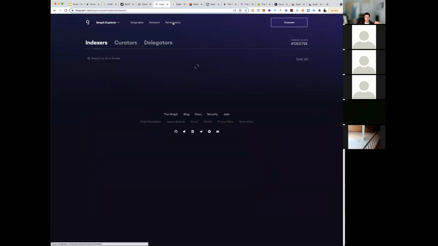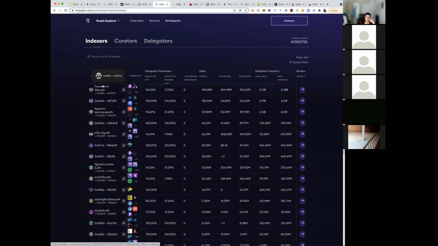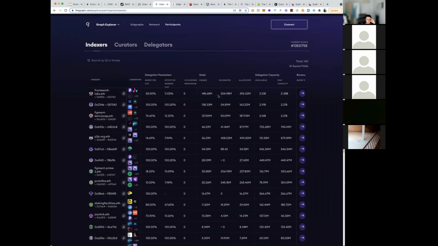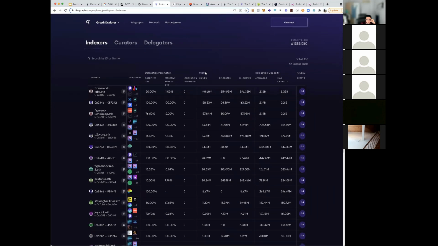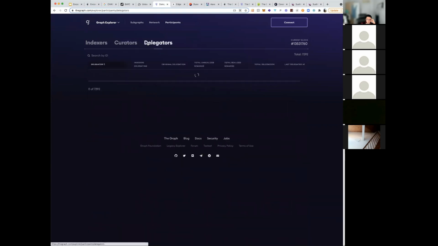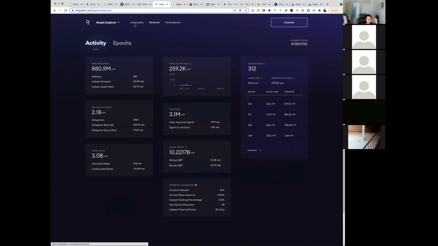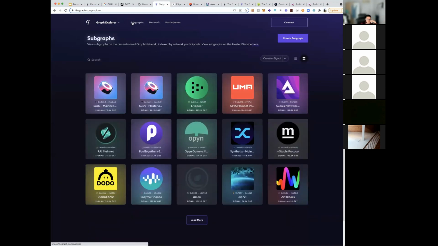You can also have a look at participants in the network. I can see all the indexers. So this is a big fund framework. Lemnis Cap, good friend of ours. I can see all this stuff. I can see how much they've staked, how much they own, how much they've delegated. I can see who's curating, who the biggest creators are, what subgraphs they're creating. I can see who all the delegators are. There are a lot of things I can see here, so it's very much worth playing around. Cool.